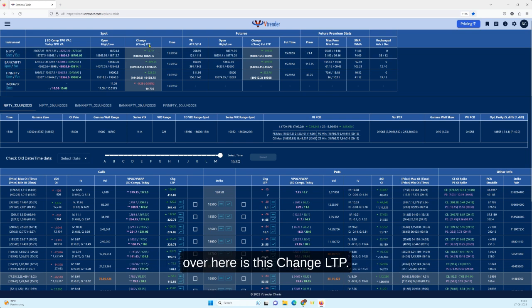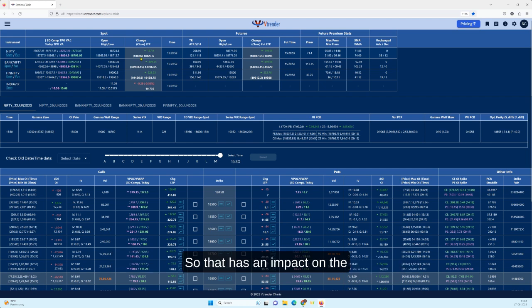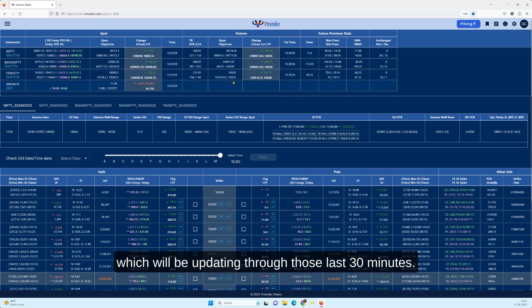One thing you need to note over here is this change LTP. This is very critical around the settlement days. So every time you are nearing a settlement, let's say of the Fin Nifty on a Tuesday or the Nifty on a Thursday, you have a look at this closing column, which will give you the 30-minute VWAP of the last 30 minutes. So that has an impact on the open interest, which is already built up, and this value which is there is what the market gravitates to and is the closing level for the last 30 minutes. So anytime you're unsure about where the market can close in the last 30 minutes and what will be the netted price, this is the price which will be updating through those last 30 minutes. So take a note of this.